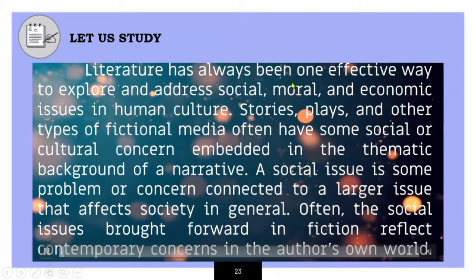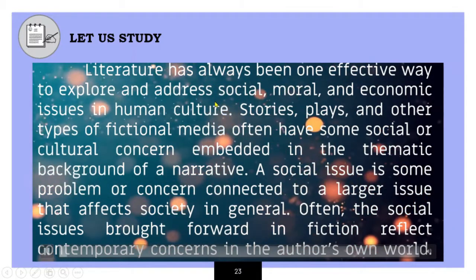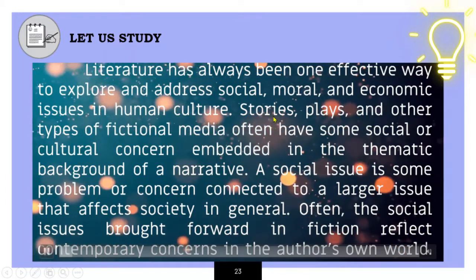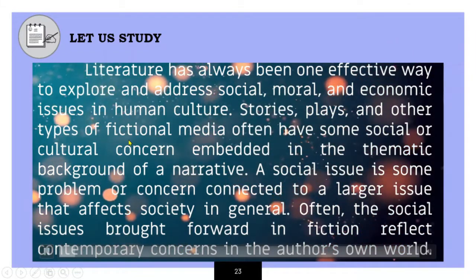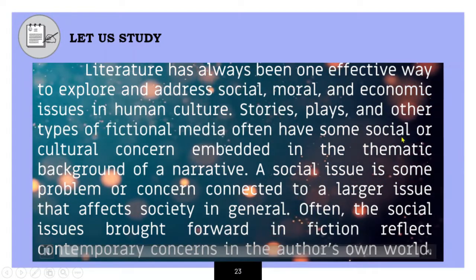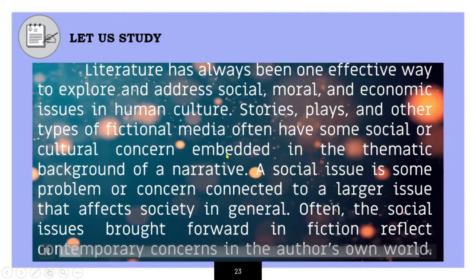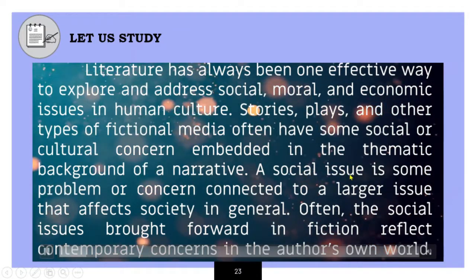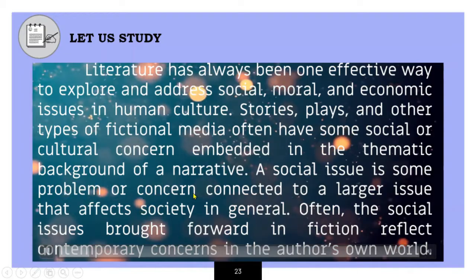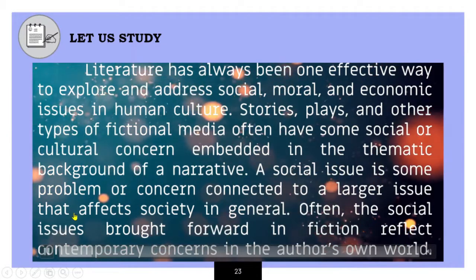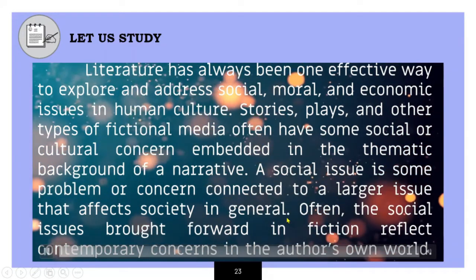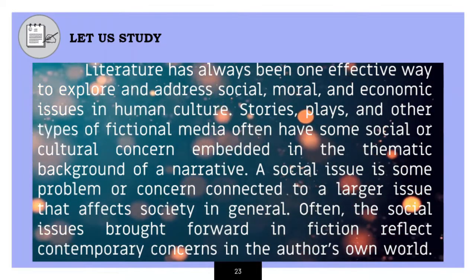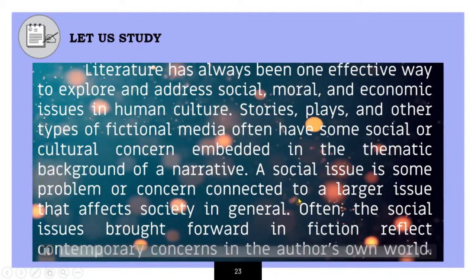Let us study. Literature has always been one effective way to explore and address social, moral, and economic issues in the human culture. Stories, plays, and other types of fictional media often have some social or cultural concern embedded in the thematic background of a narrative. A social issue is some problem or concern connected to a larger issue that affects society in general. Remember that in society, one small issue is a contributor of a larger one.